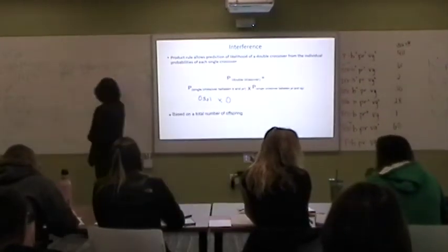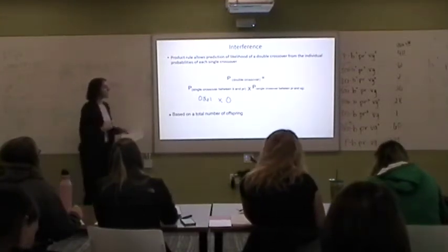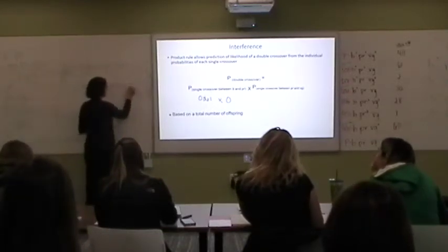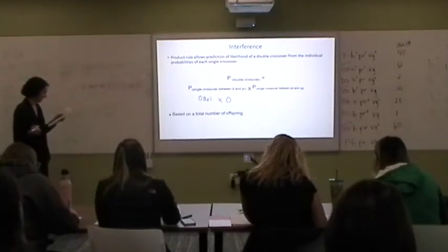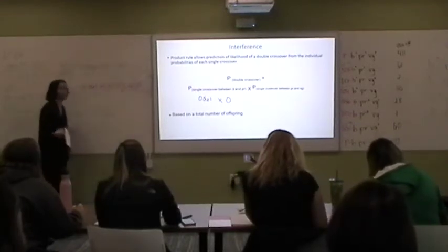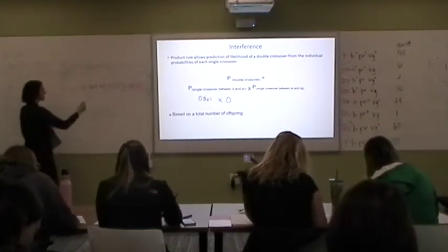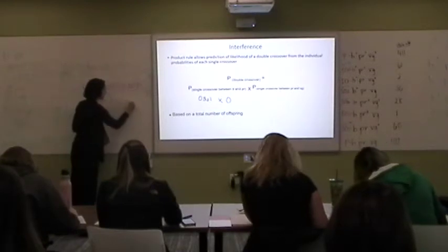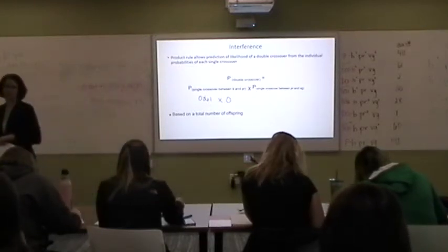So to do this, we would multiply our frequencies times 0.123, and this gives us the expected rate of double crossovers. If we want to now figure out how many double crossovers we should get in this situation, we take our total number of offspring and multiply it by our expected rate of double crossovers, and we should get about 7.5 recombinant or double crossover individuals.